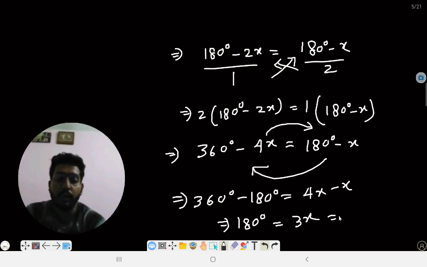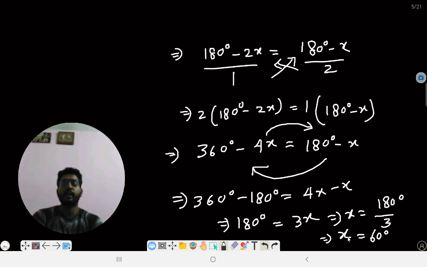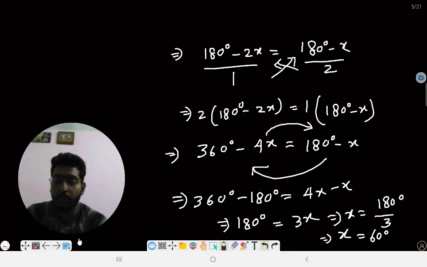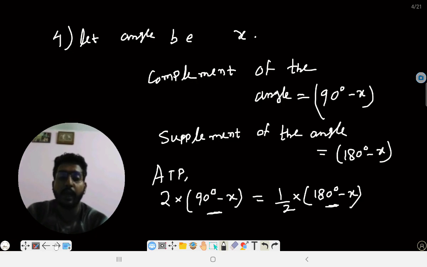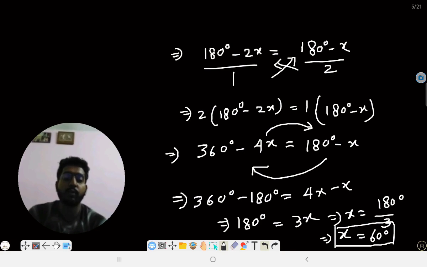Now from here you can write x equals 180 degrees by 3, that means 60 degrees. So x is coming 60 degrees. Now we have to find the angle. The angle is x equals 60 degrees, because we let the angle be x here. Yes, we let the angle be x. That means this is the answer, x equals 60 degrees.